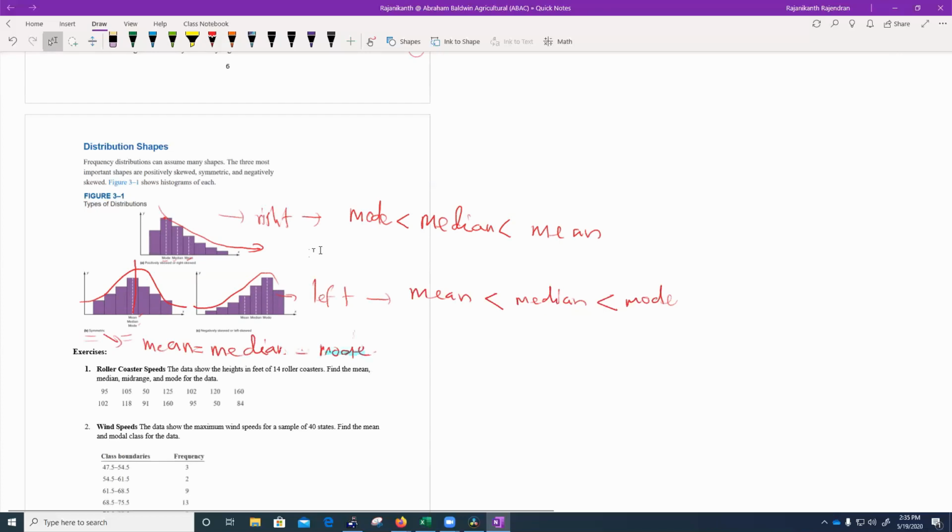In a multiple choice problem, you may be asked, suppose the given problem is, let's say, skewed right, then they may ask you, hey, what is the correct answer? If it is right skewed, you have to keep in mind this order, right? Mode is the smallest one and mean is the highest one. Okay, good.